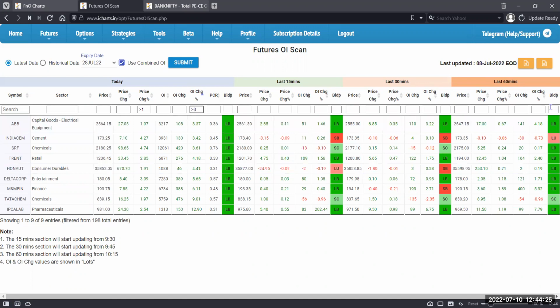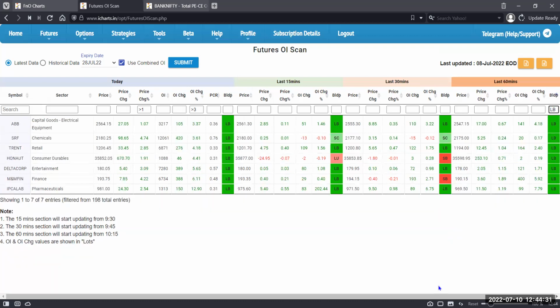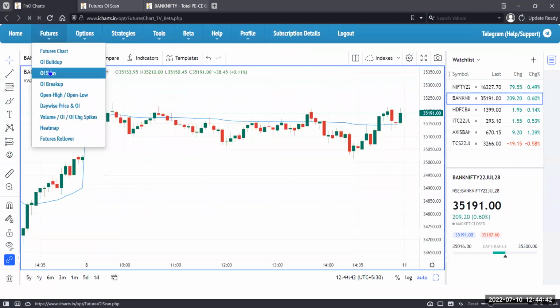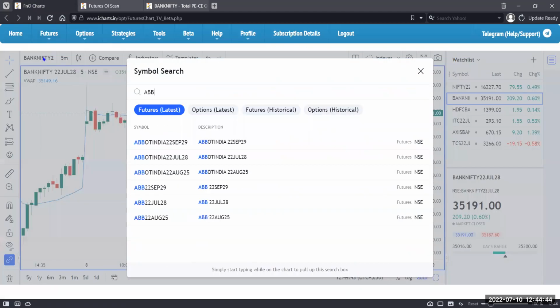And you can also make sure that for the last 60 minutes also, it's positive by looking at LB here, long buildup only over here. So once you have the stocks, then you can probably go and look at these charts and then decide on that. Let us take this meeting.